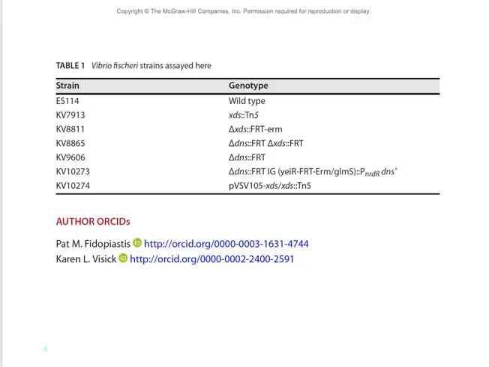So the genotypes of some strains that I and my colleagues have worked on are listed here. You see ES114 is the so-called wild type strain that comes from nature. And then you see another strain, KV7913, for example, that was constructed in the lab and has the genotype indicated here, where this particular gene encoding a nuclease is insertionally inactivated by a transposon that was obviously inserted into it, and therefore you have this particular genotype.